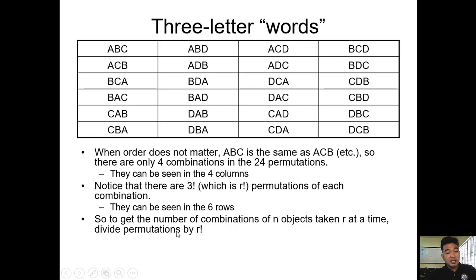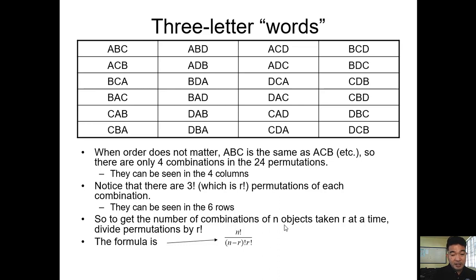So to get the number of combinations of n objects taken r at a time, divide permutations by r factorial. So ano na nga ulit yung permutation natin? That's n factorial over n minus r factorial. Pero dito sa combination, para ma-solve natin siya using a formula, i-divide pa natin ulit yung sagot natin sa r factorial. Kaya nadagdagan sa ilalim ng r factorial.